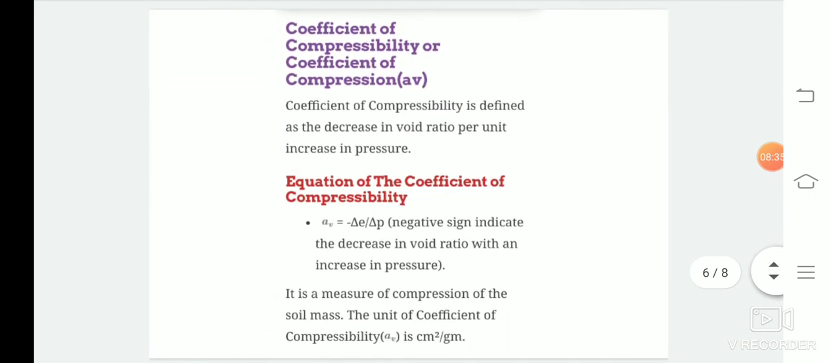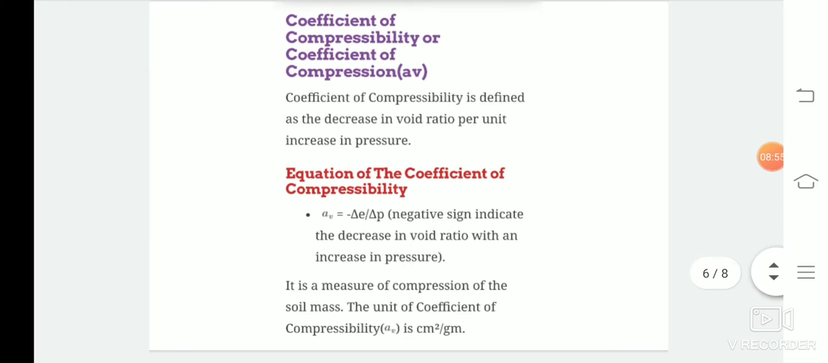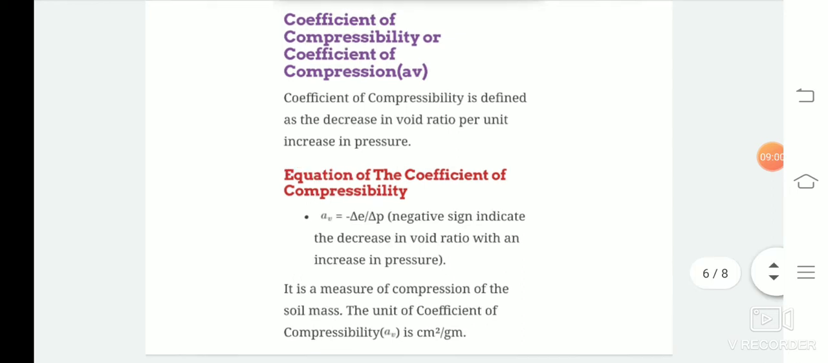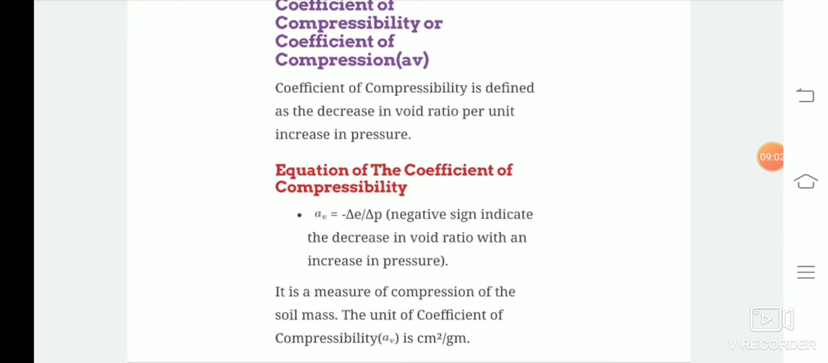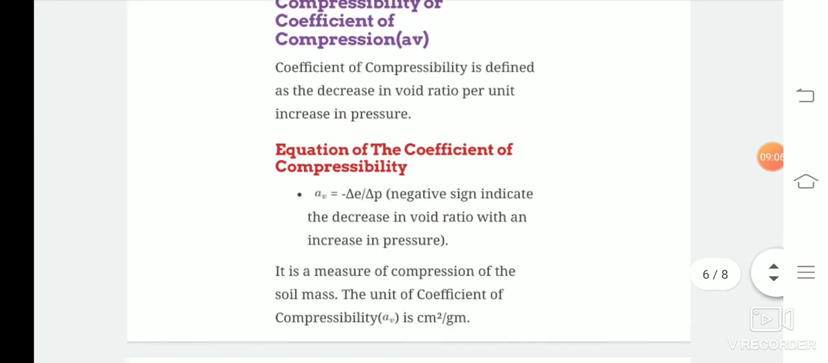Before reading what the value of mv is, let us go to the value av. What is av? av is known as the coefficient of compressibility or coefficient of compression. It is defined as the decrease in void ratio per unit increase in pressure. That means whenever there is an increase in pressure, there is a decrease in void ratio, and their ratio is indicated by the coefficient of compressibility.